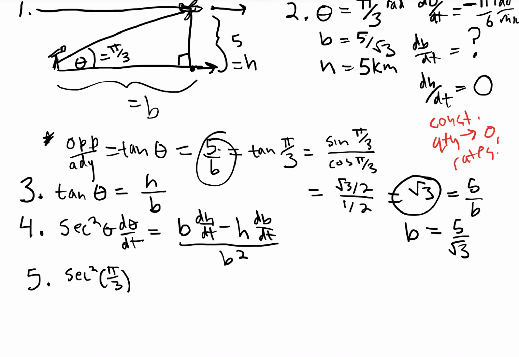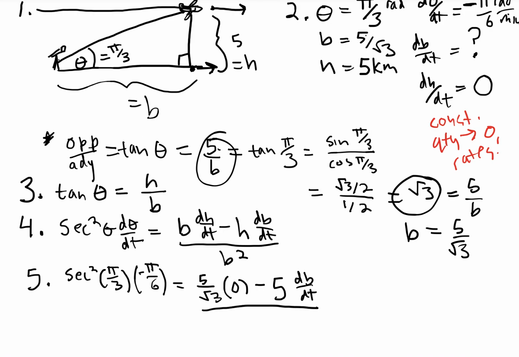My d theta dt we said was minus pi over 6. If I'm filling stuff in this fraction, this is basically 5 over root 3 for my b times dh dt. Well, this was a big fat 0. I have h, which was supposed to be 5, times db dt, which is what we are looking for in the first place. And then this is all over my b squared. Well, my b was 5 over root 3, and I am squaring it.